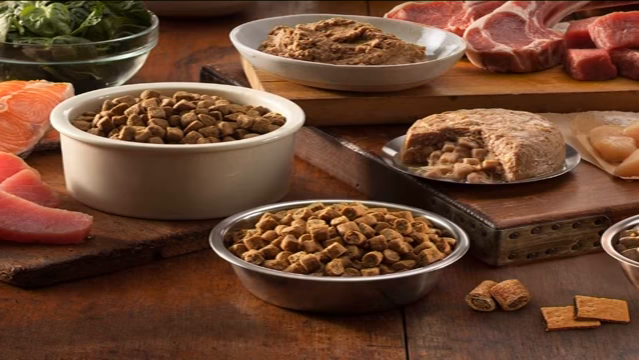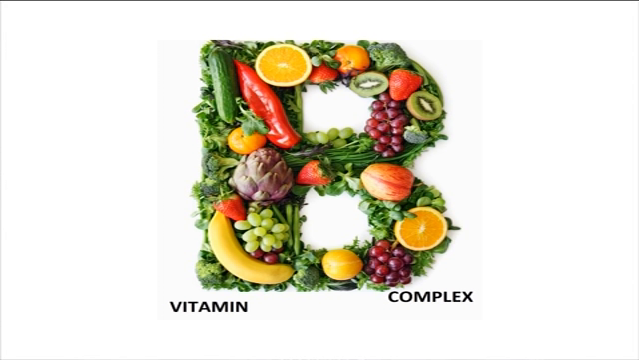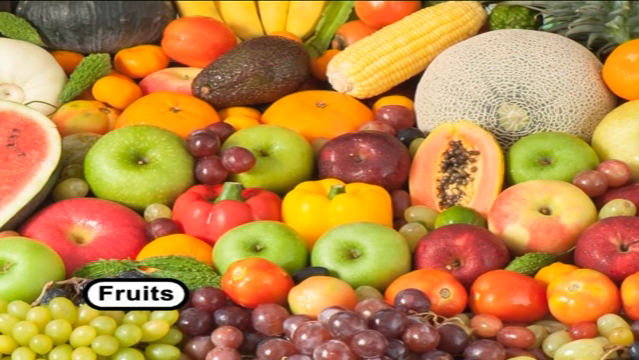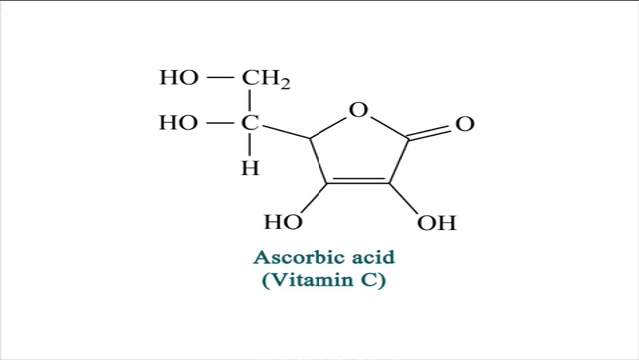Food contains different vitamins, minerals and other growth factors, and their composition and content may vary. Fresh plant and animal food contain the B complex group of vitamins, but stable food lacks these vitamins. Meats are high in B vitamins and fruits are low, but fruits are high in ascorbic acid. Processing of food often reduces the vitamin content.